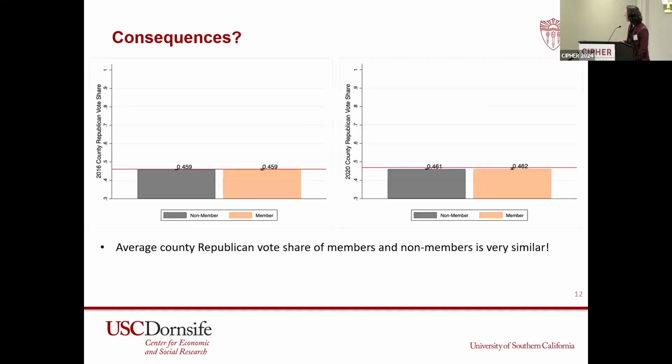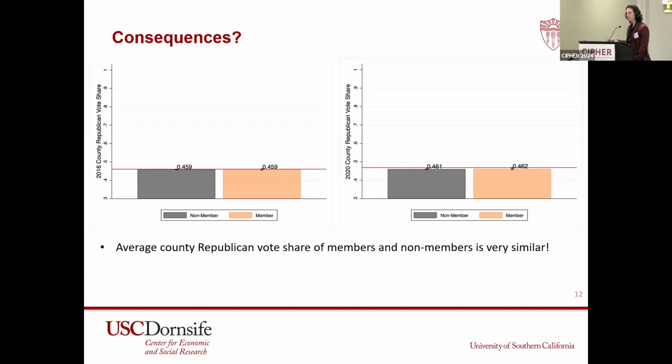And if you actually look at the makeup, the average county Republican vote share of our members and non-members, it's very similar. So there's almost no difference in that average county Republican vote share between members and non-members, and that red line in each of these graphs is the real national Republican vote share, and you can see it's even pretty close to that as well.